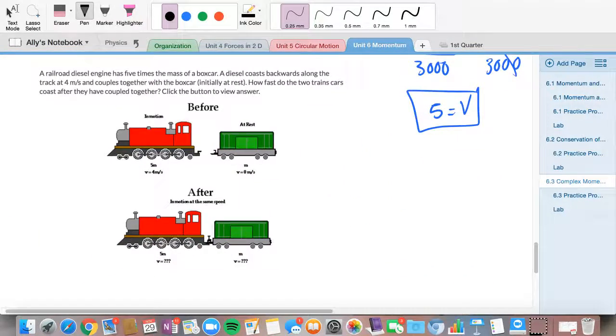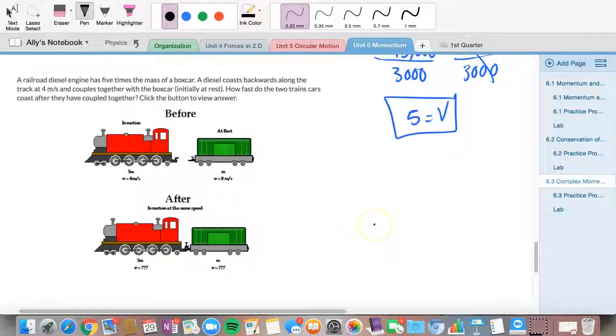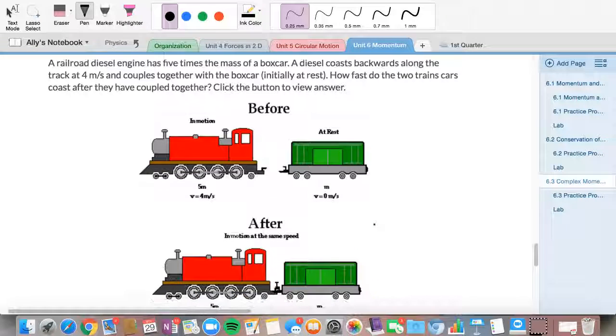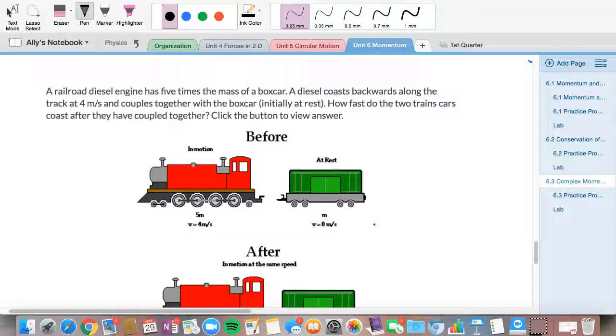So actually, I lied. I said that was one more problem. This is our last problem. But, you know, the more practice problems I do with you, the easier it is for you to do this on your own. So, okay, a railroad diesel engine has 5 times the mass of a boxcar. What that means is I'm going to say my object 1 has a mass of 5, and my object 2 has a mass of 1, because it's 5 times more, right?